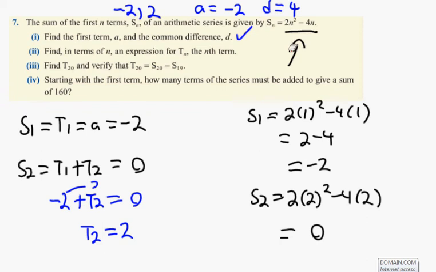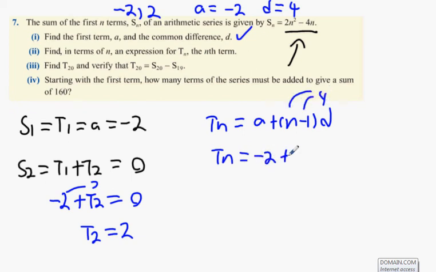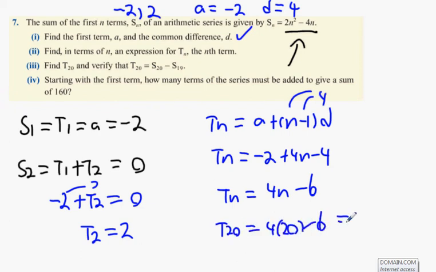Find an expression for Tn. How do you find Tn? A plus n minus 1 times D, which is minus 2 plus n minus 1 times 4. And then after that, 4n minus 6. Is that okay? Now, how do you find T20? And then we're going to get 74. And finally, T20 is 74.